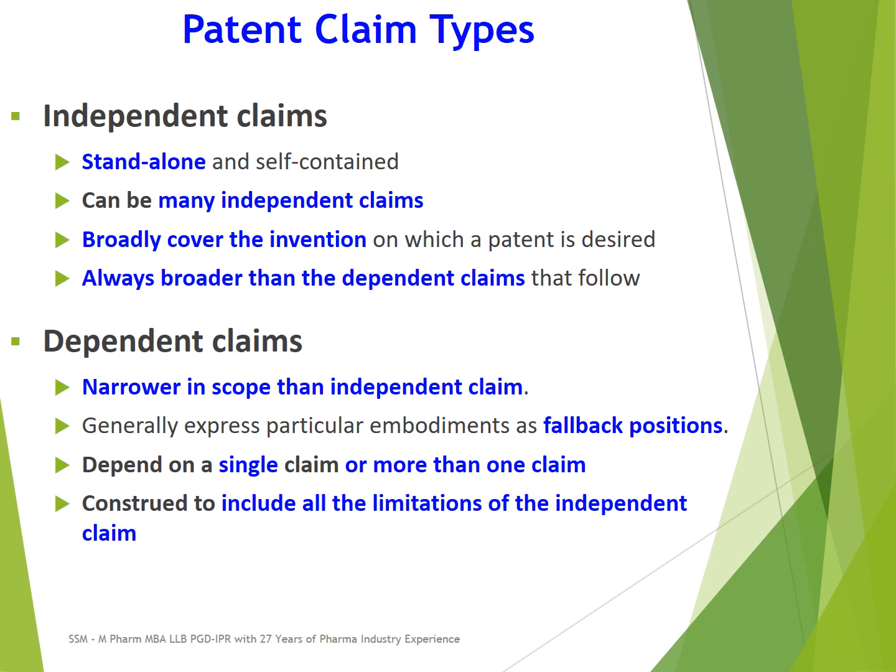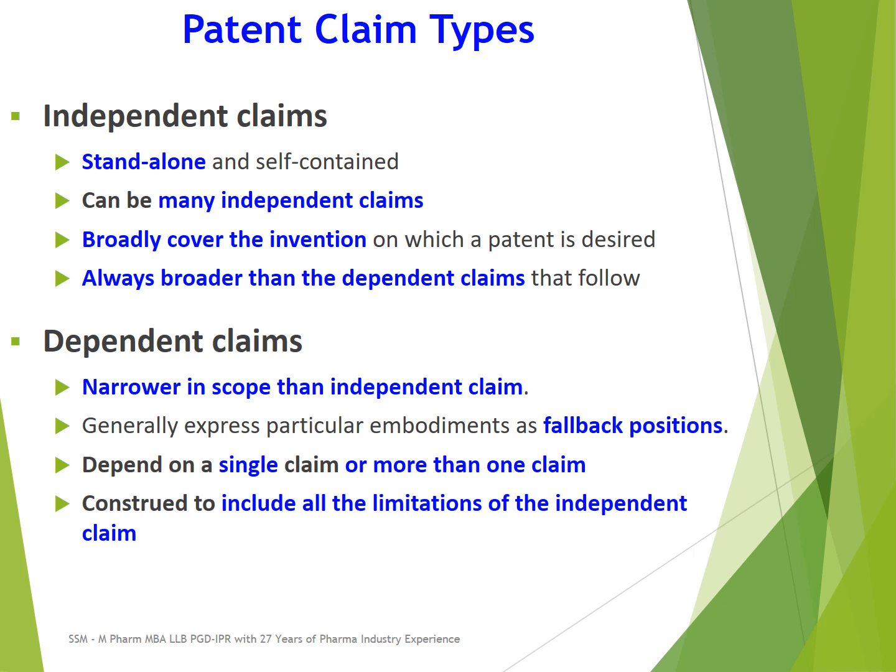So narrowing down the scope of coverage is why it is called a fallback position. Suppose a patentee thinks: if the independent claim, which is very broad in scope, is rejected, what will happen? At least he has some other claim which is not so broad but narrower in scope, with a specific compound or specific structure. So that may be granted. That's why it is a fallback position: if the independent claim is rejected, there is at least one or more dependent claims claiming a narrow structure or narrow coverage.